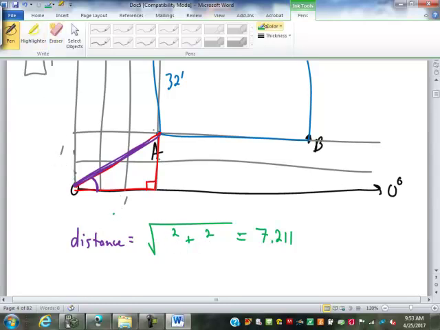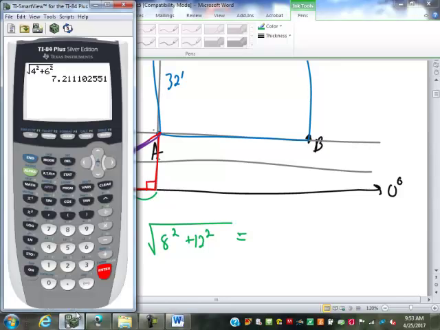You guys said yes when I put that down there. This is how much? 8. And this is how much? 12. There we go. So 8 squared plus 12 squared looks way better. So let me try to do the right answer. Square root, 8 squared plus 12 squared. Let me try that again. There it worked. 14.422.